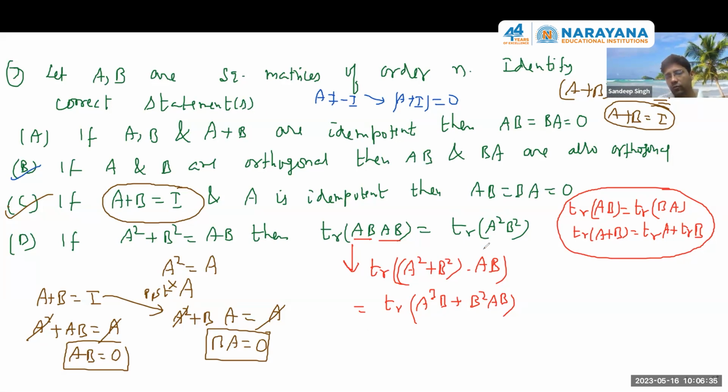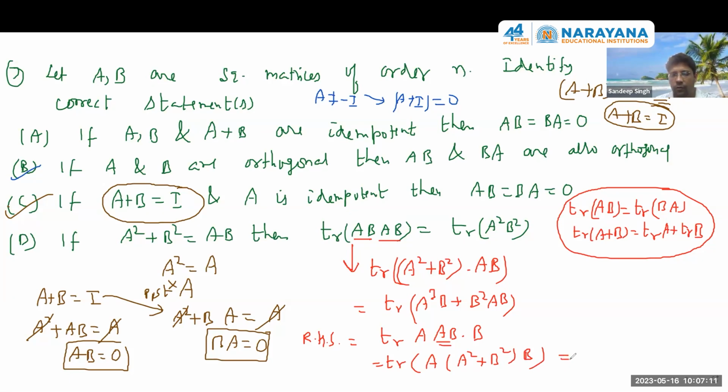And then what about trace of A square B square, the RHS? So what is going to be your RHS? So this you can write as A square B square, so A into AB into B. So this will be how much? Trace of A, what is AB? A square plus B square into B. So this will be how much? A cube B plus AB cube. Trace of A cube B plus trace of AB cube.